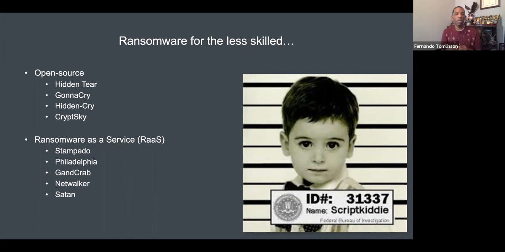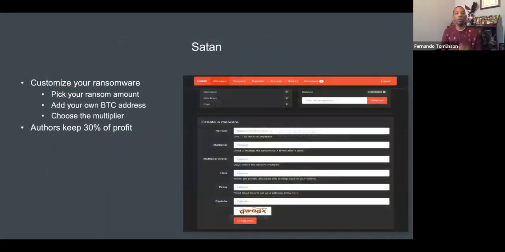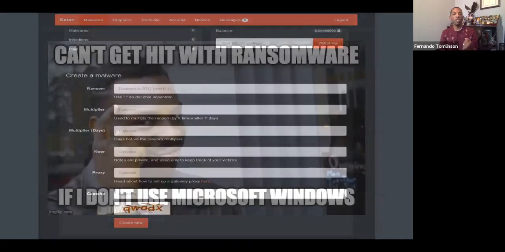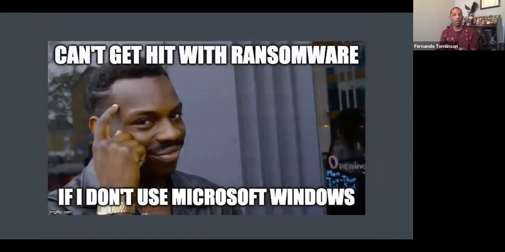That's interesting. Then you have Satan, right? So Satan's kind of like a choose your adventure when it comes to ransomware. So you can pick the amount, you can put your Bitcoin address in, and you can talk about a number of other things. But hey, guess what? Because that UI is being provided to you, the authors of the program, platform, if you will, they get to keep 30% right off the rip, right? So again, ransomware is so accessible. Now, thus far, we've been really talking about it from a Windows perspective.